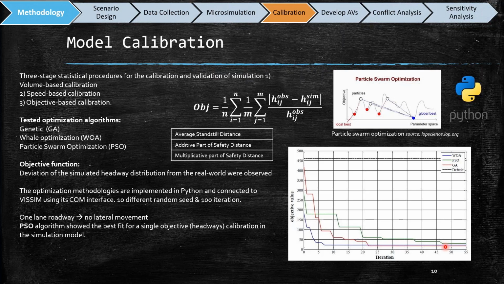This is a deviation of the headway result, the headway distribution. By evaluating the final results that we found for this distribution of the headway, we found that PSO has a better result, and we can rely on the driving behavior parameters based on the PSO.